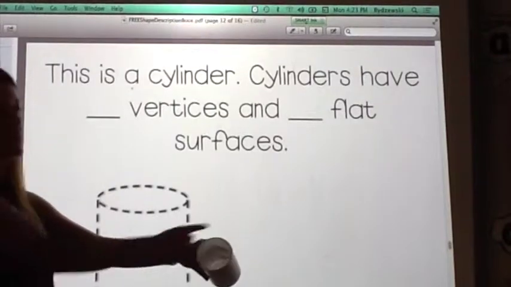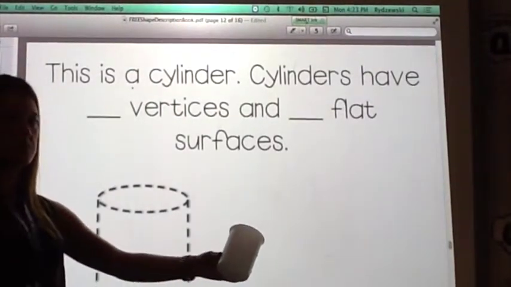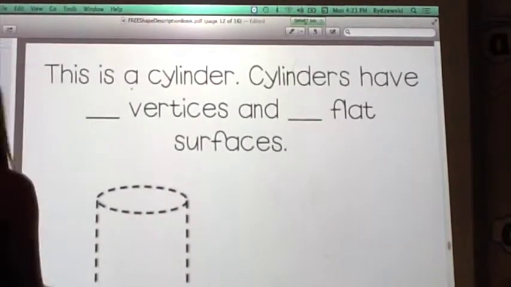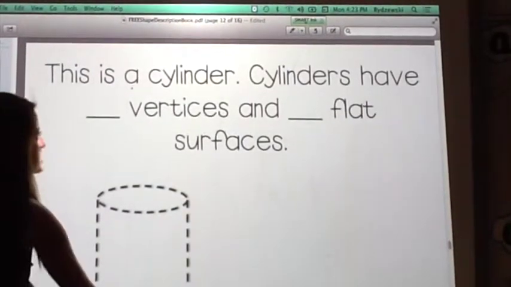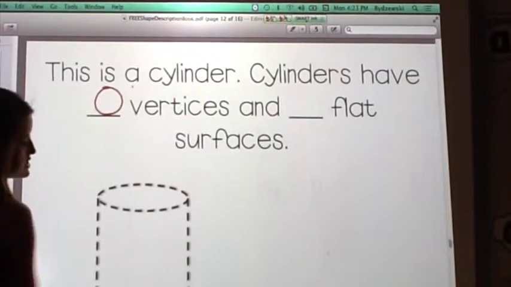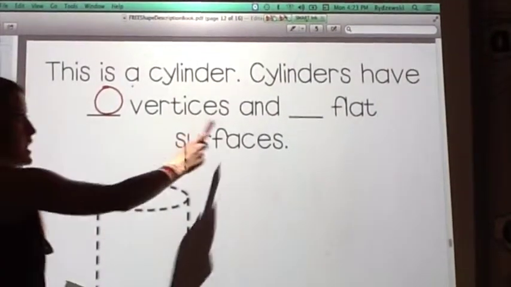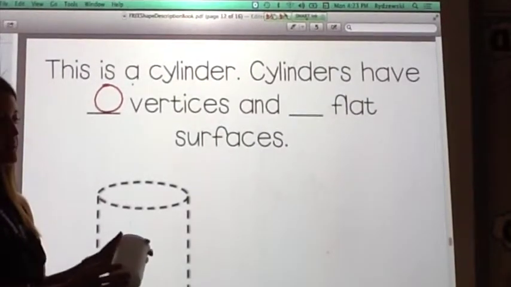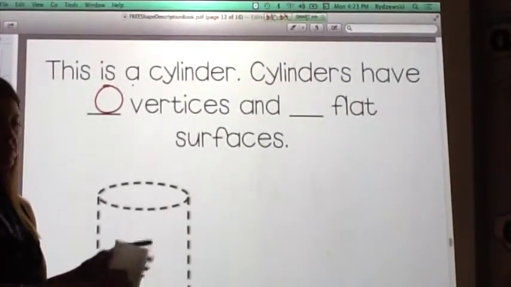No, me neither. We have a circle, and we know that circles don't have any vertices or angles or points. So, cylinders have 0 vertices. There are no points on this shape. Now we need to count the flat surfaces. Be careful with this one. You need to look at all parts of this shape.